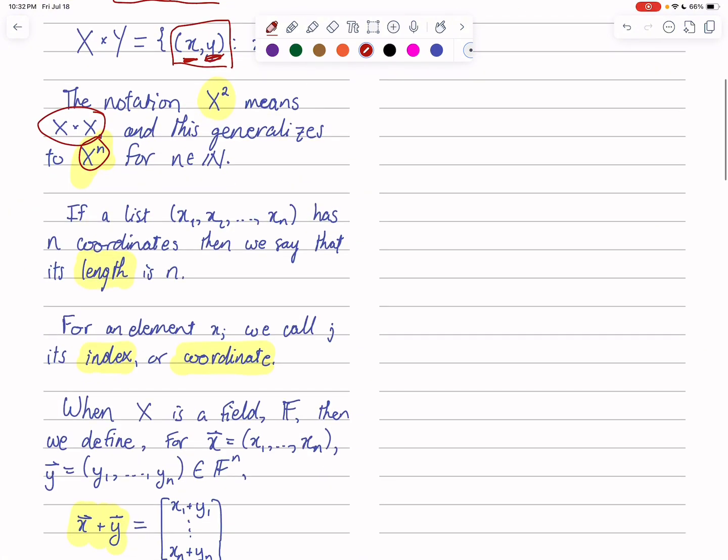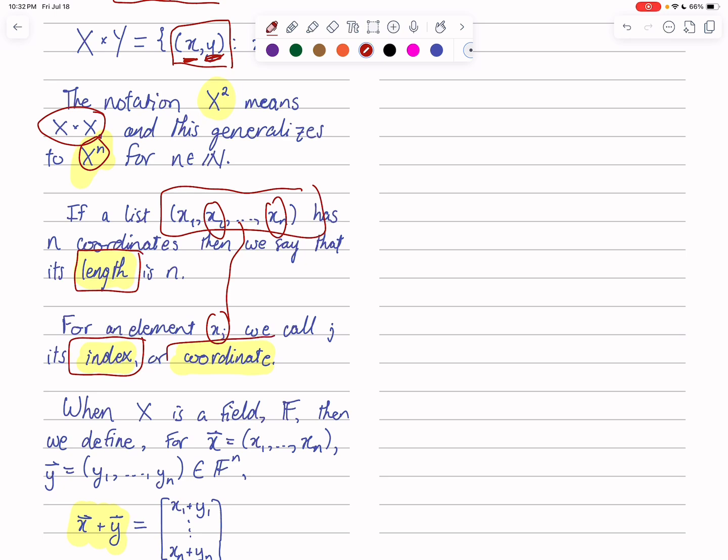And if you have any list that has n coordinates, then we call n the length of the list. For any given element of a list, if we write it as x sub j, so for instance, this is x sub 2, so that would be the case where j is equal to 2, right? This would be the case where j is equal to n. Well, what we call that subscript is the index of the element or its coordinate.